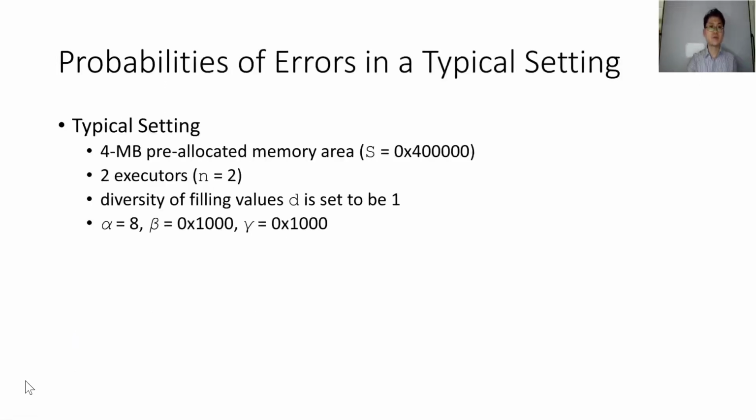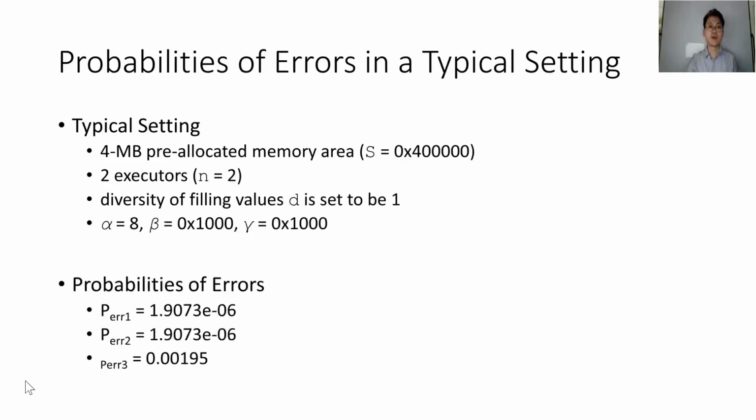In a typical setting, PMP is configured to have a 4 MB pre-allocated memory area and 2 executors. The diversity of filling values is set to be 1, and parameters alpha, beta, gamma are also set to the typical values. In such a setting, the probability of error 1 and error 2 are negligibly small, and the probability of error 3 is still reasonably low.